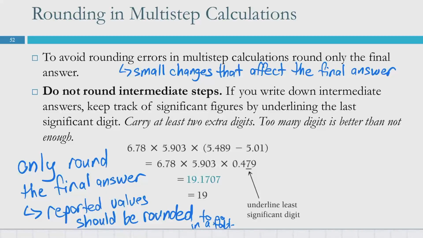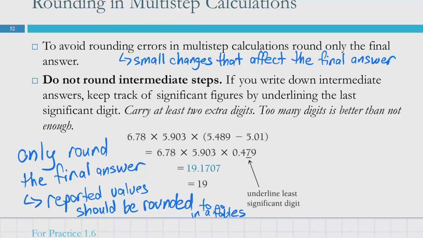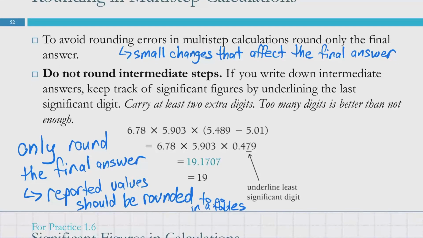So data tables, we should have rounded numbers. If you want to use the unrounded numbers, make sure that you at least put that underline so that we know what the correct last significant figure is. So if we are doing multiple steps, if we've got intermediate steps, Can you not see the table? Yeah, tables at the bottom.